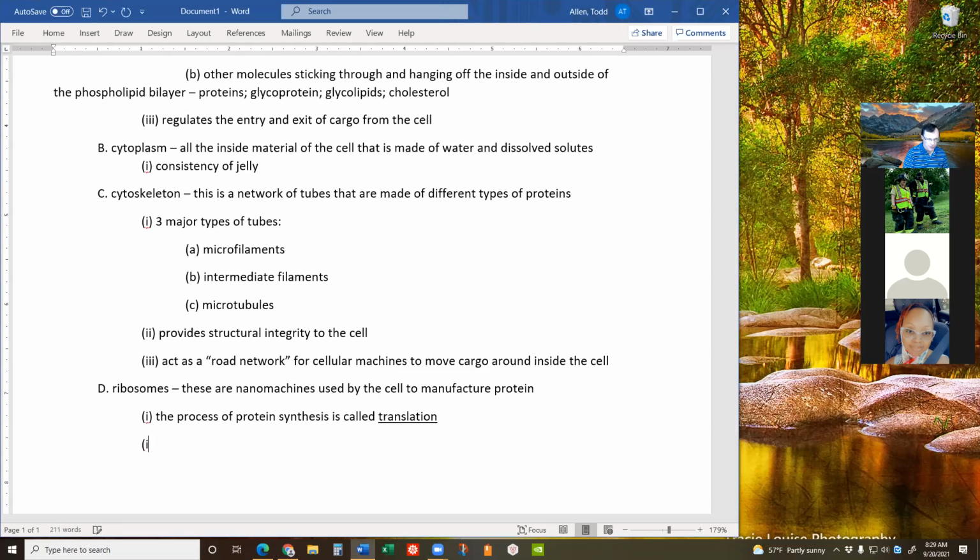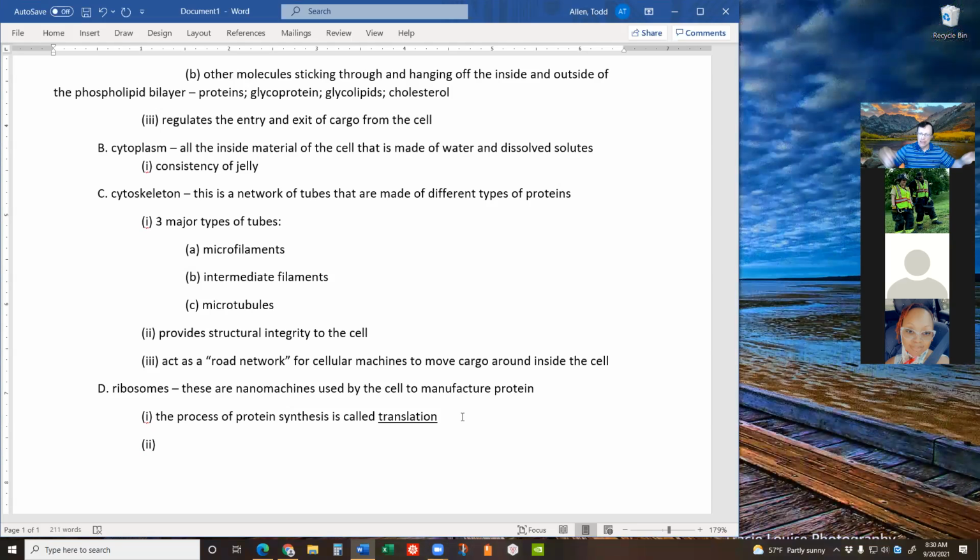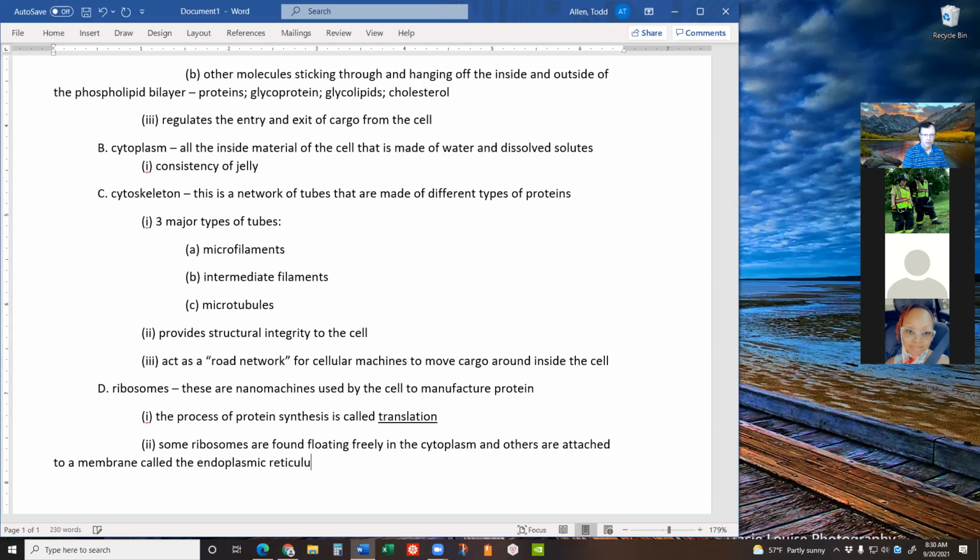Let me just mention a couple things here. In terms of where inside the cell you are going to find ribosomes, you're going to find ribosomes floating randomly in the cytoplasm, and you will also find them attached to a membrane structure, which is next on our list to talk about, called the endoplasmic reticulum. So some ribosomes are found floating freely in the cytoplasm, and others are attached to a membrane called the endoplasmic reticulum.